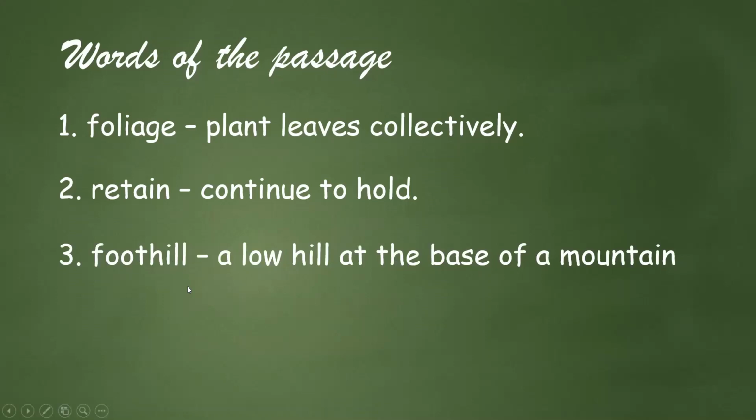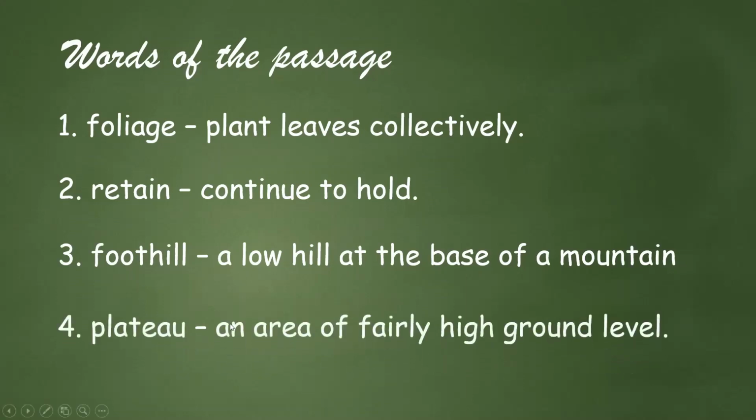What is a foothill? A low hill at the base of a mountain. What do you understand by foot? Foot of the hill or foot of the mountain? So it's a very low-lying hill at the base of a mountain. And the fourth word is plateau. What is a plateau? It is an area of fairly high ground level, an area of land which is relatively higher than the surrounding area. That's called a plateau. So these words you have to write down in your notebook as a part of your vocabulary.